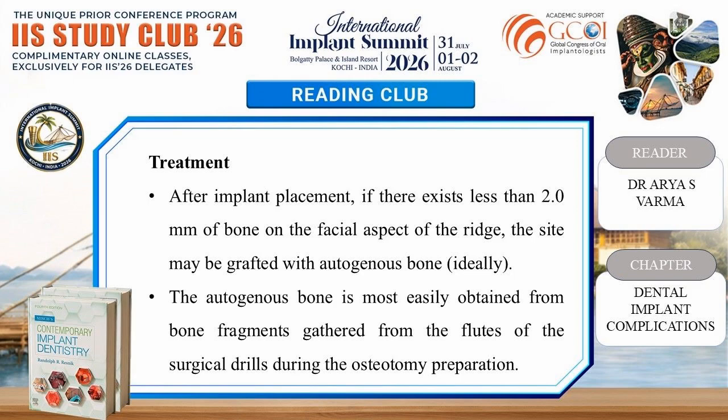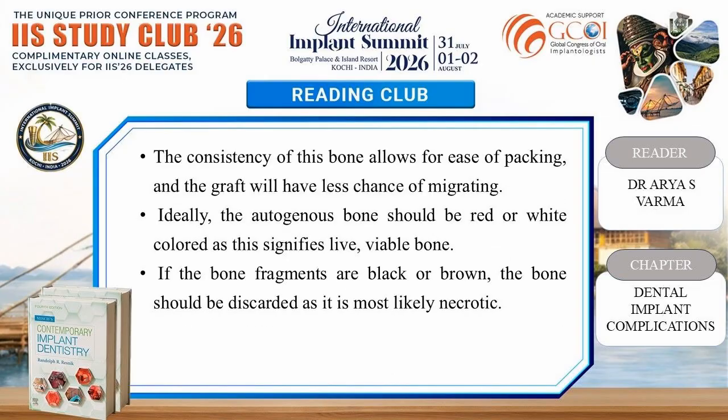The autogenous bone is most easily obtained from bone fragments gathered from the fluids of the surgical drills during the osteotomy preparation. The consistency of this bone allows for ease of packing and the graft will have less chance of migrating. Ideally, the autogenous bone should be red or white colored as this signifies live viable bone. If the bone fragments are black or brown, the bone should be discarded as it is most likely necrotic.